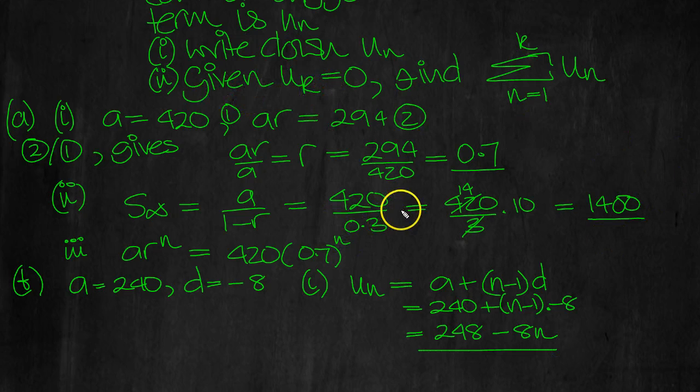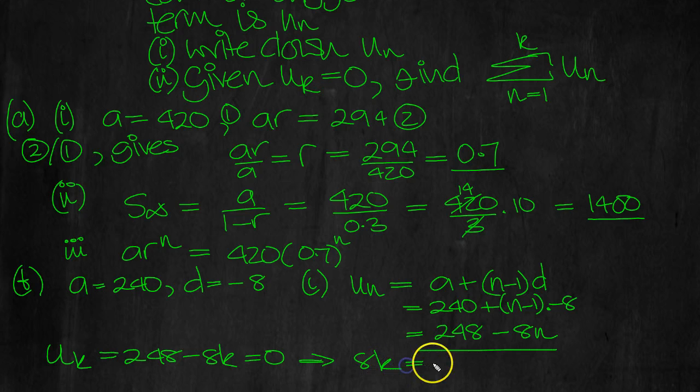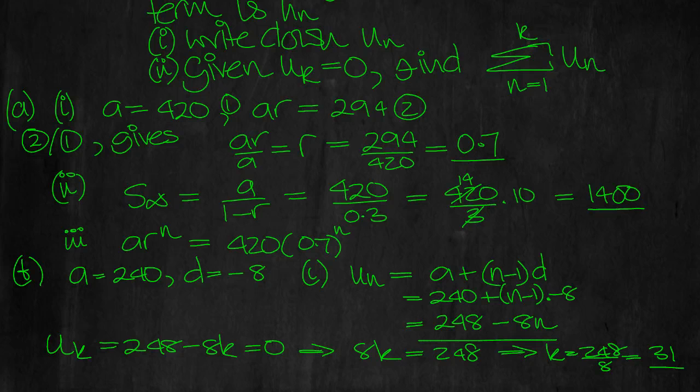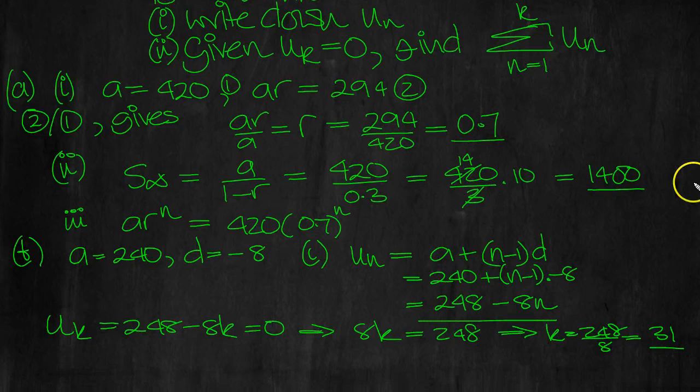And part 2, given uk equals 0, find this sum. uk is equal to 248 minus 8k equals 0. 8k needs to equal 248 then, doesn't it? So k will equal 248 over the 8. It's got to be 31 when you divide it out. Tap it in the calculator again if one needs to. So k is 31, so find the sum of the first 31 terms.